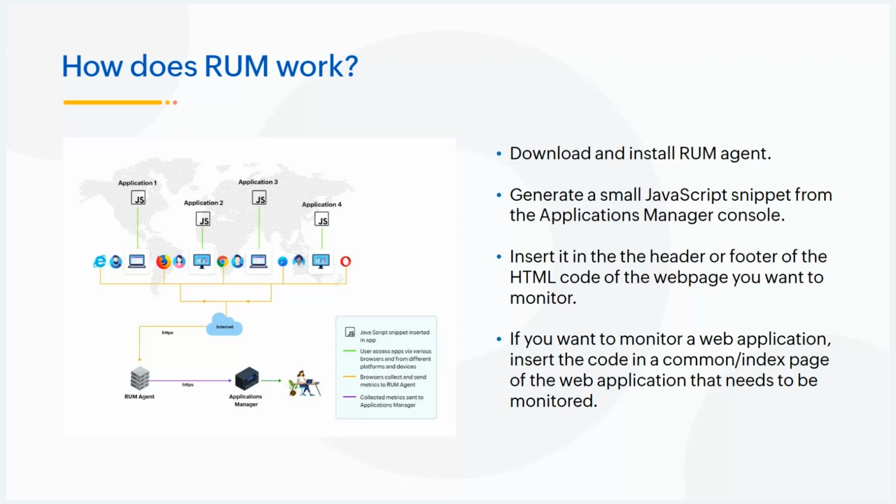Once the JavaScript snippet is loaded in the front-end page of your application, it acts as the core component that collects performance data and continuously transmits it to the RUM agent. Then the RUM agent will communicate between the JavaScript code and the Applications Manager web client, transmitting the captured data for analysis. Based on the data, we can identify the performance hiccups.